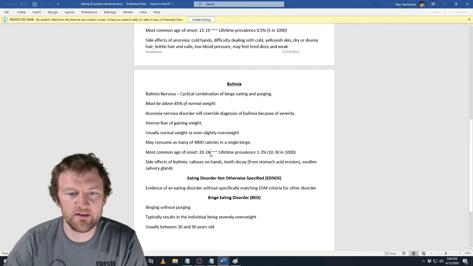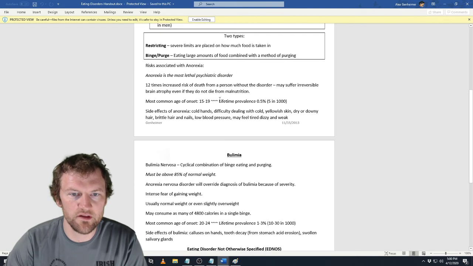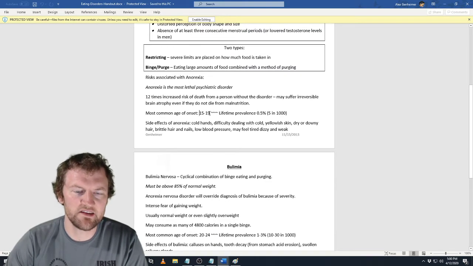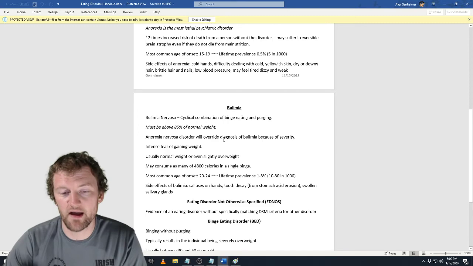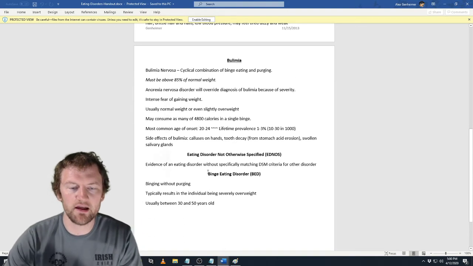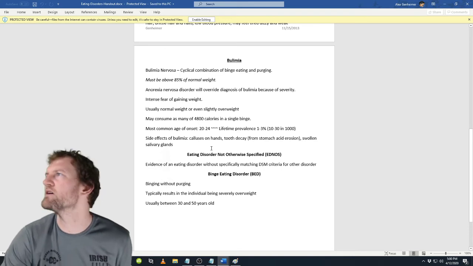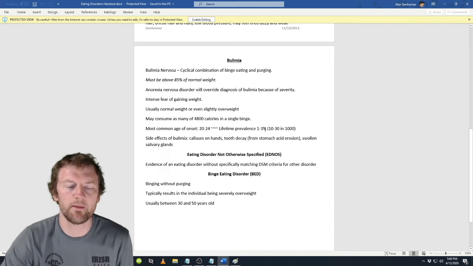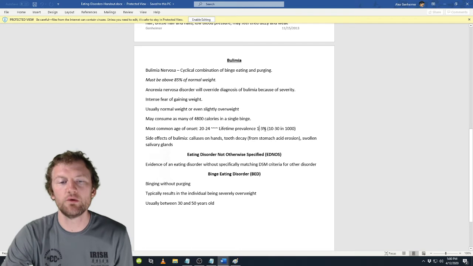For whatever reason, the age of onset for bulimia is older than anorexia, so it's 20 to 24 instead of the teen years. So 15 to 19 is the age for anorexia, and I don't really have an explanation for that, but for whatever reason, the most common age for developing bulimia is 20 to 24. Lifetime prevalence, much more prevalent, is 1 to 3%. So let's call that 2%, and that would mean that at McGinnis, you would expect 14 people to eventually develop bulimia.